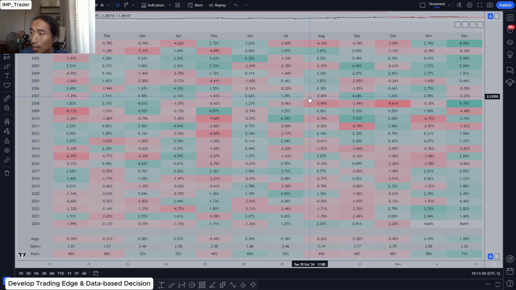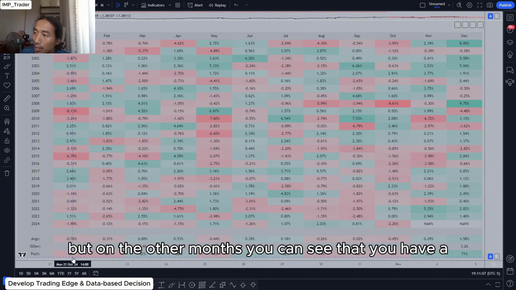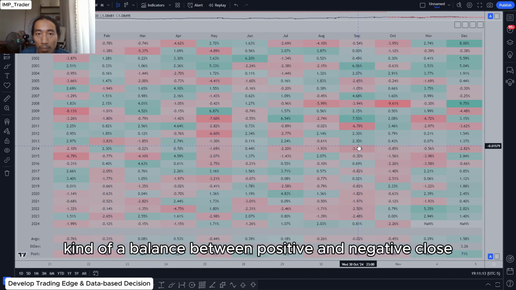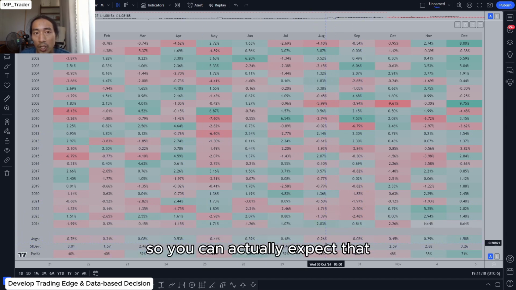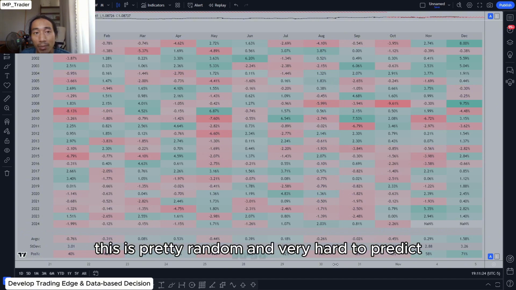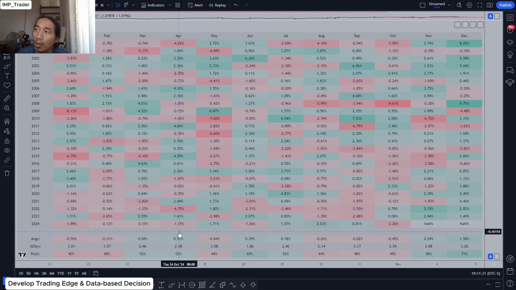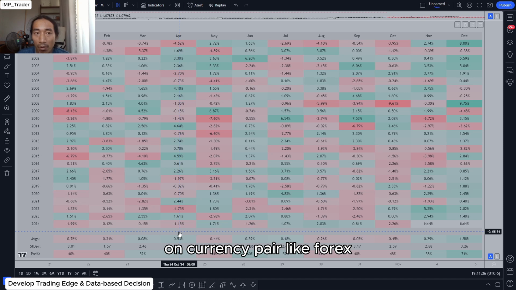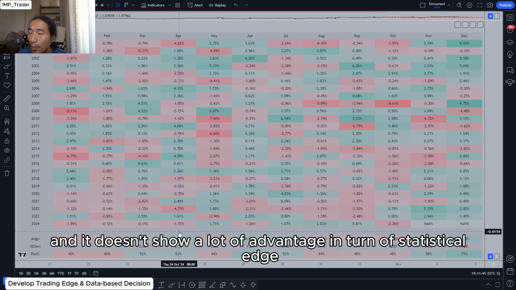But in the other months, you can see a kind of balance between positive and negative closes. So you can expect that it's pretty random and very hard to predict. One of the core things about seasonality is that on currency pairs like forex, it doesn't work very well, and it doesn't show a lot of advantage in terms of statistical edge.